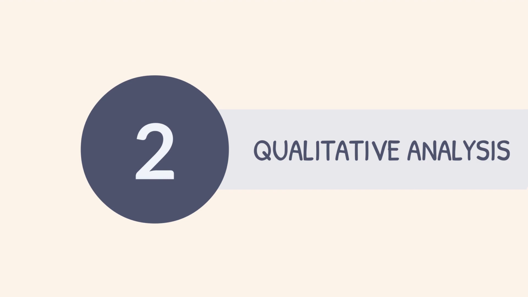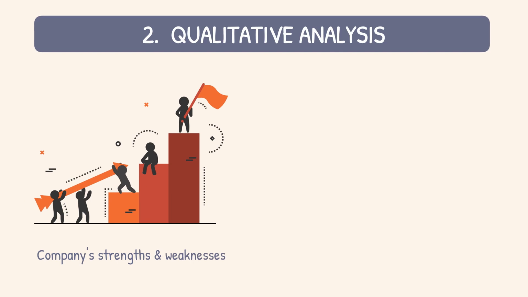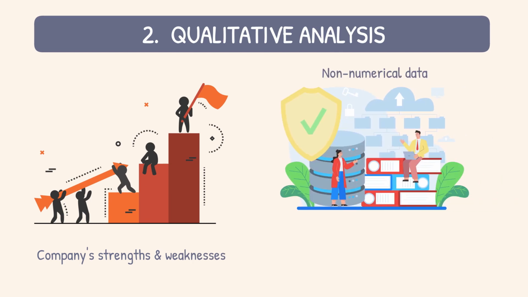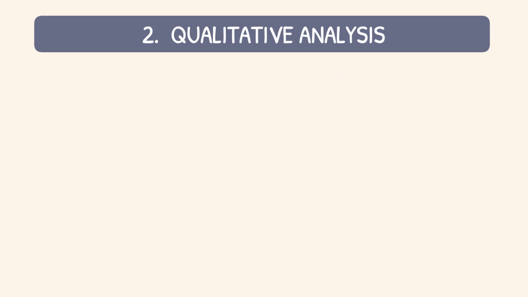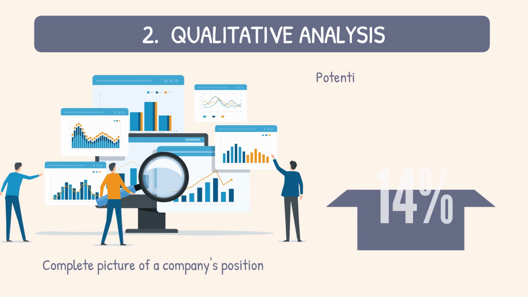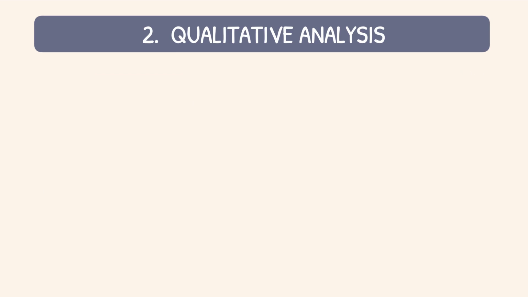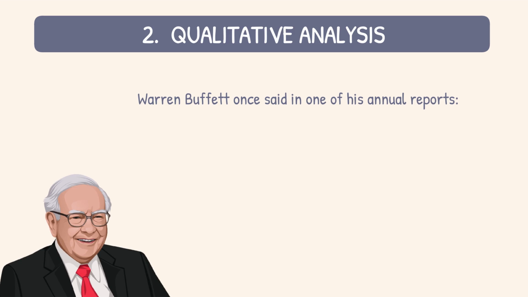The second technique is qualitative analysis. Qualitative analysis involves assessing a company's strengths and weaknesses based on non-numerical data such as market trends, customer preferences, and industry outlook. This type of analysis is often used with fundamental analysis to provide a complete picture of a company's position within its industry and its potential for growth and profitability. It is very similar to finding the economic moat of a company.